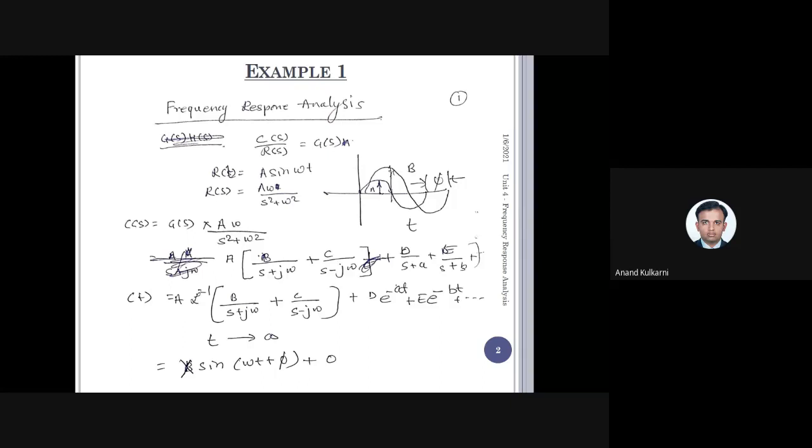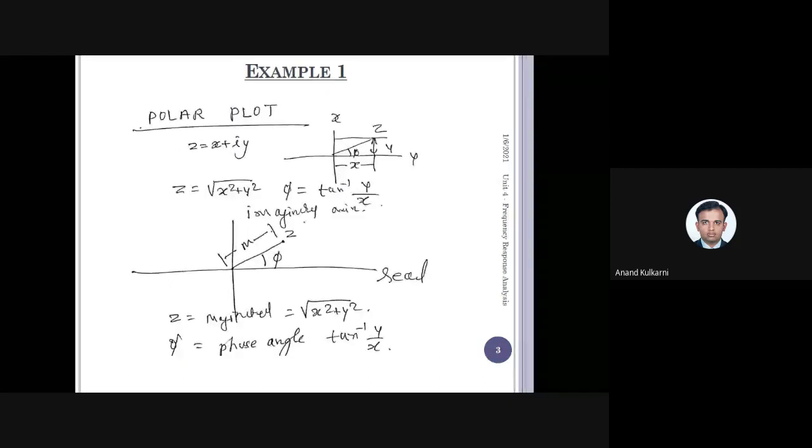Whereas in frequency response analysis, you are subjecting the system to a sinusoidal input, and the output is also a sinusoidal wave. The only difference is its magnitude or amplitude will change, and a phase angle will be there. That means either phase lag or phase lead will be there. Frequency doesn't change. That is what is important. So this is the basic idea about frequency response analysis. Then we can go for what is known as the polar plot.